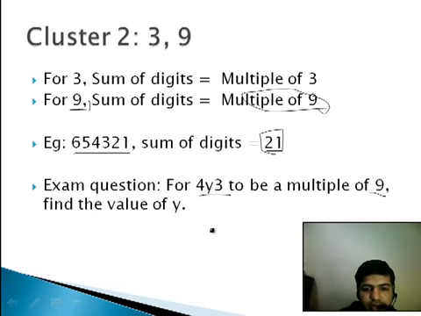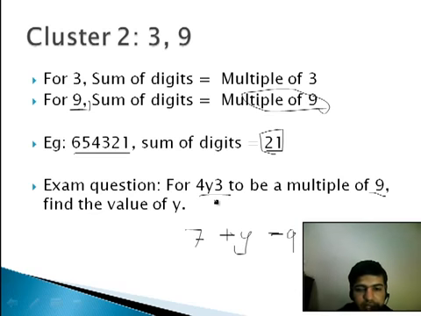So in this case, we know that the sum of digits should be a multiple of 9. So we know 4 plus 3 plus y, that is 7 plus y, should be a multiple of 9. So it can be either 9, 18 or something like that. Y has the sum should be equal to 9. Since we have 7 plus y equal to 9, we can conclude that y is equal to 2. This is the very typical basic question that will appear in your exam.